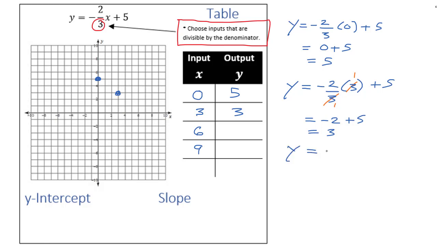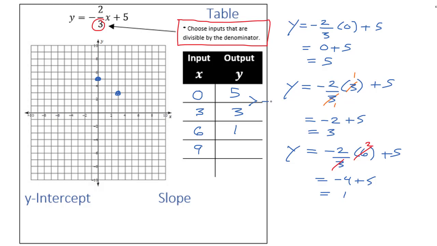Let's do 6. What happens when we do 6? -2/3 times 6 plus 5. Well, 6 divided by 3 is 2, and then -2 times 2 is -4, and then -4 plus 5 is 1. So if we choose numbers that are divisible by the denominator, we won't get fractions or decimals. It'll eliminate the fraction.